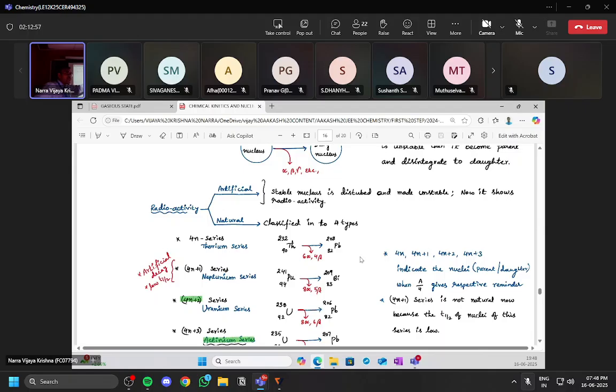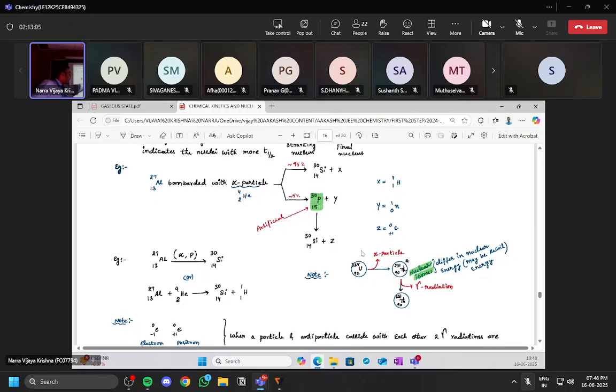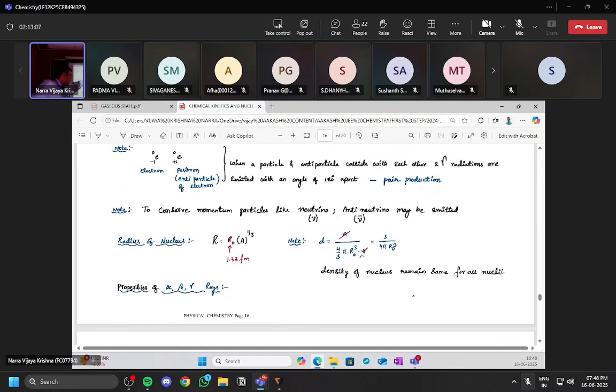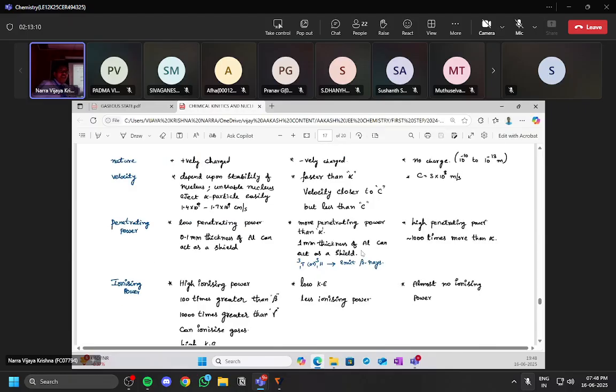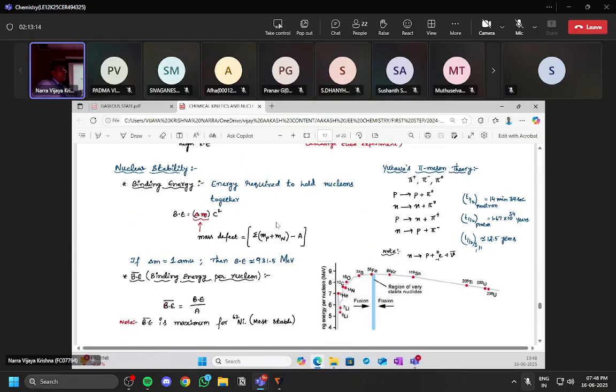Radioactivity, artificial radioactivity, natural decay, 4n, 4n plus 1, 4n plus 2, 4n plus 3. Already we discussed this, right? Now, artificial decay examples also we have seen. This is the properties of alpha, beta, gamma radiations. Now see here, nuclear stability.